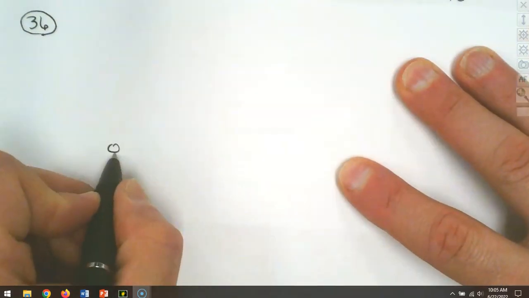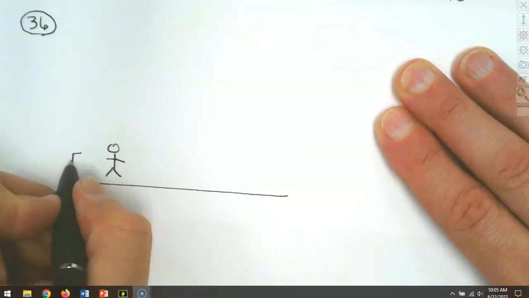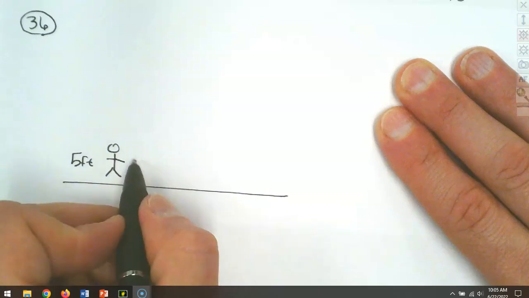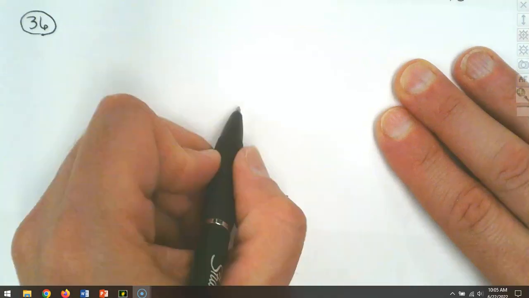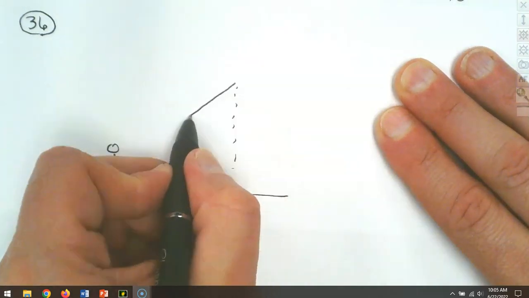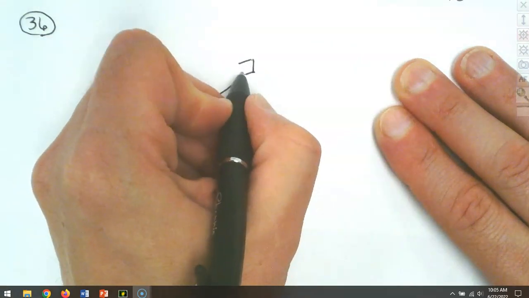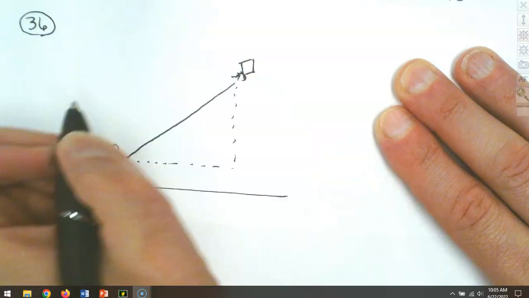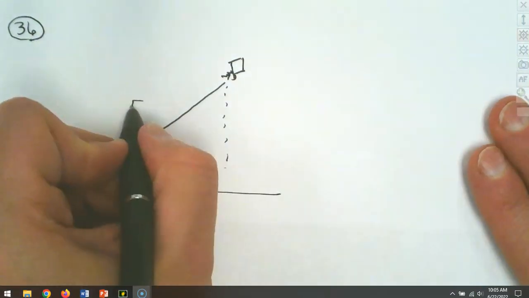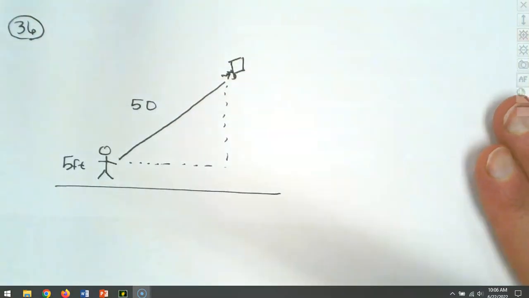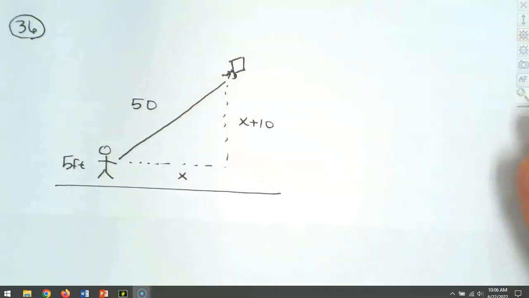You've got a person holding a kite on the ground, and he's 5 foot tall, which we'll talk about in a moment, or holding it at 5 foot off the ground. And that's going to make this triangle here. And we're looking at a kite. So we've got a kite up here on the string. And it's already been dimensioned, which is nice. So the string is 50 feet long. And the height is x plus 10. And the length down below is an x.